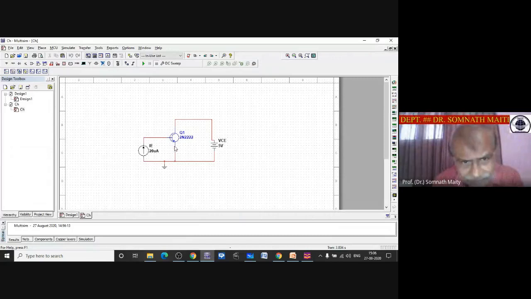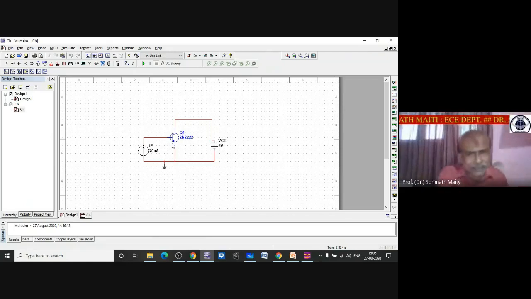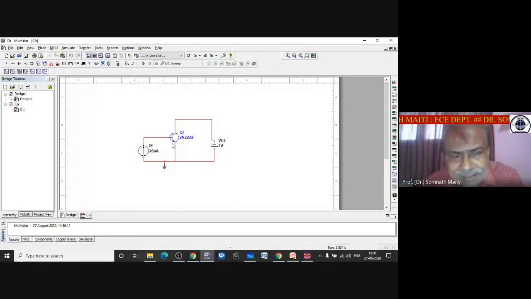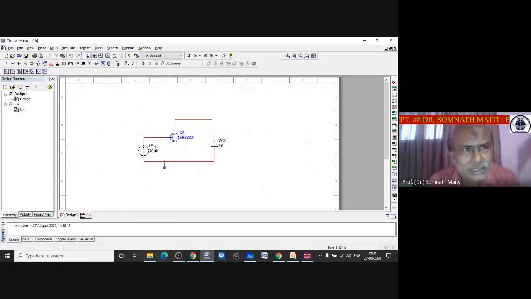This is a transistor. What I am going to do is set the base current to a certain fixed value, let's say 20 microampere. And I am going to vary this collector to emitter voltage, and I want to plot collector to emitter voltage versus collector current for a particular value of base current. Now how to do this?